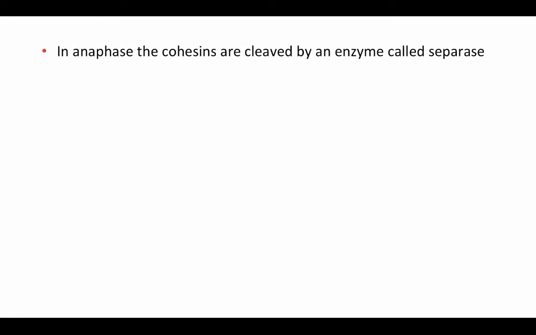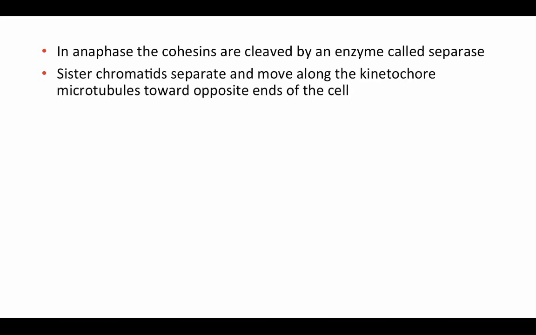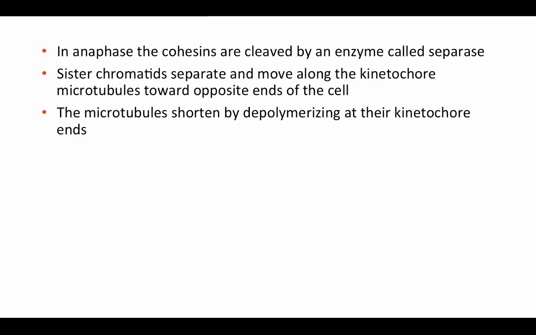So in anaphase, those cohesins are cleaved by an enzyme called separase, and the sister chromatids are going to separate and move along the kinetochore microtubules toward opposite ends of the cell. So remember that these microtubules shorten by depolymerizing, and they do this at their kinetochore ends. And how do we know that they do this at the kinetochore ends?